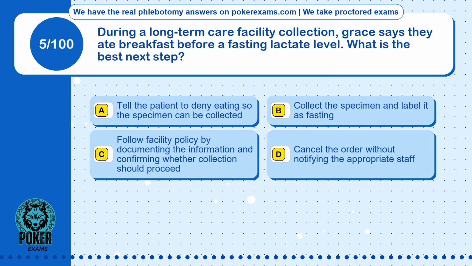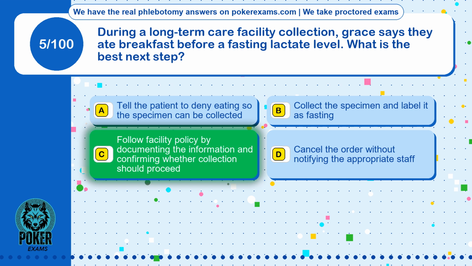Question 5. During a long-term care facility collection, Grace says they ate breakfast before a fasting lactate level. What is the best next step? Option A. Tell the patient to deny eating so the specimen can be collected. Option B. Collect the specimen and label it as fasting. Option C. Follow facility policy by documenting the information and confirming whether collection should proceed. Option D. Cancel the order without notifying the appropriate staff.